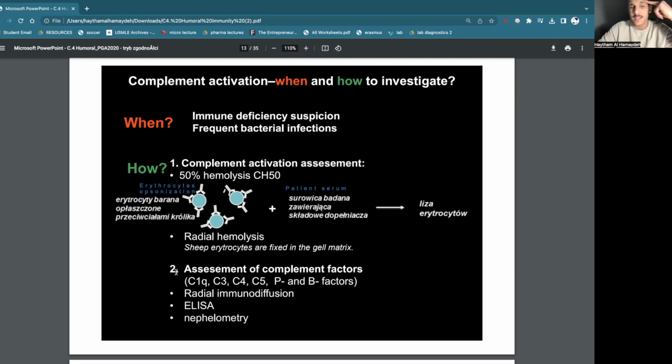Now, the second method that we can use is just the detection of the presence of the complement proteins. This is going back to the methods that we have discussed related to detection, such as radial detection, ELISA, etc. Okay.